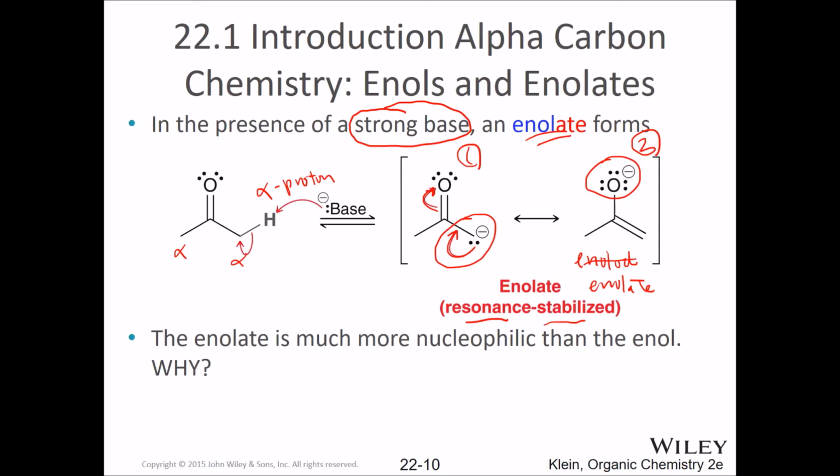Which is more stable? Structure 1 or structure 2? Structure 2 is more stable, right? Because I have my negative charge on the electronegative element.